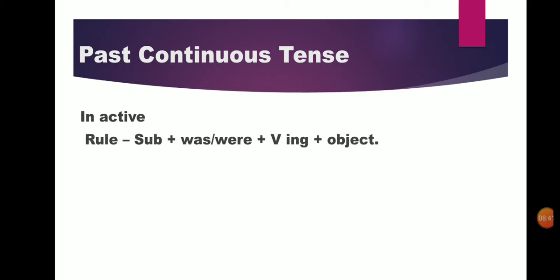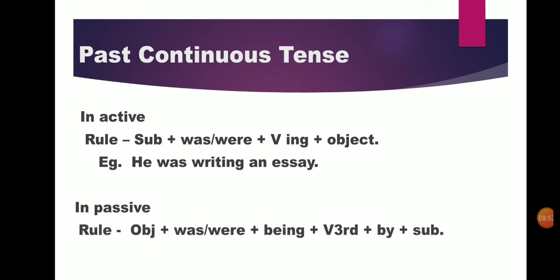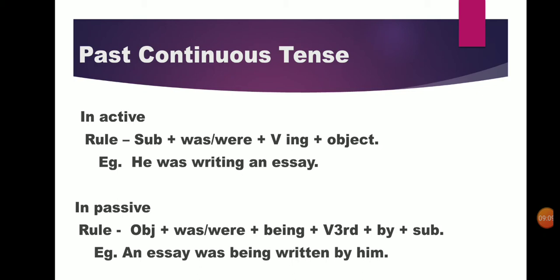Past continuous tense. In active, the rule is subject plus was plus verb ing form plus object. Example: he was writing an essay. And when we change this into passive voice, the rule will become just the opposite of active, like object plus was, then being, verb third form, by, and subject. An essay was being written by him.